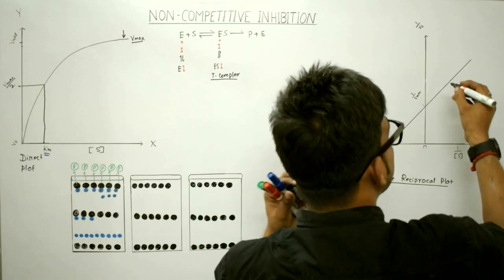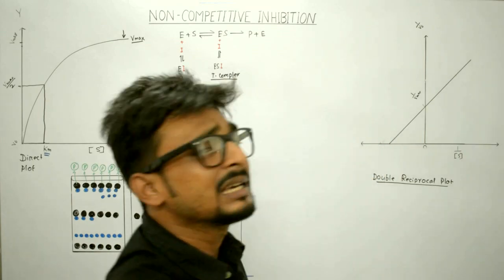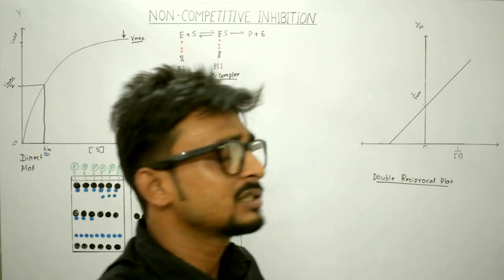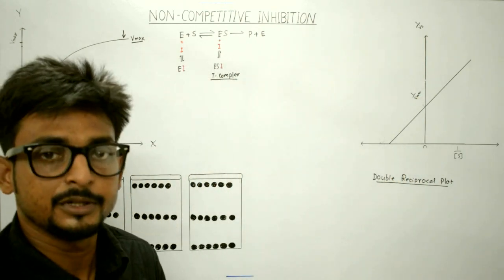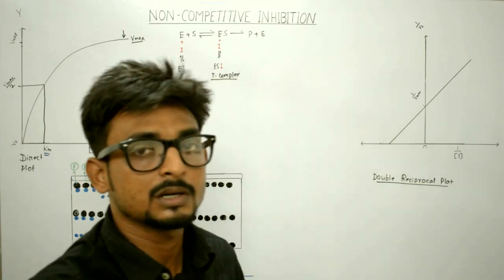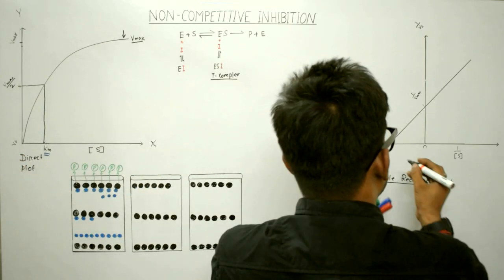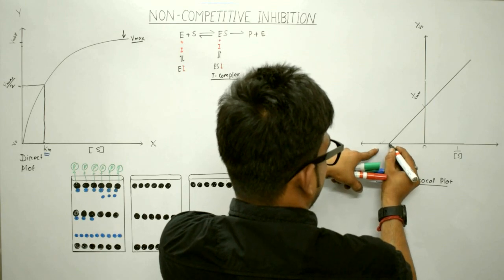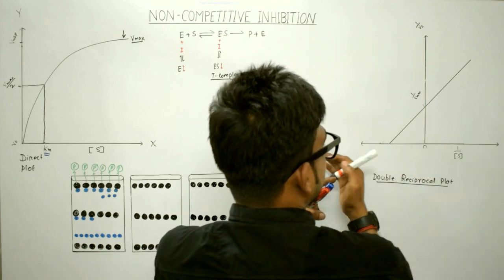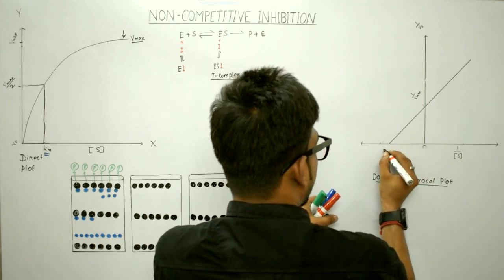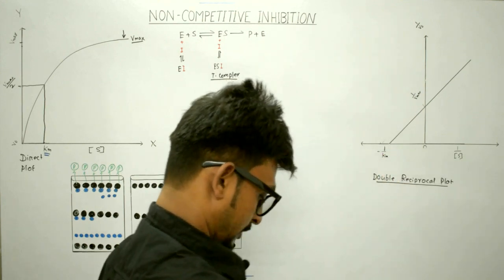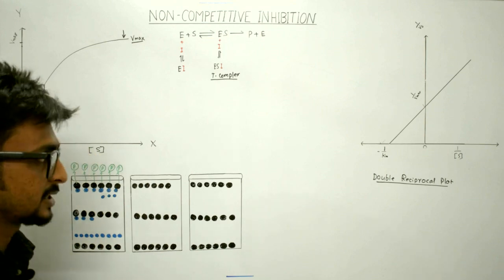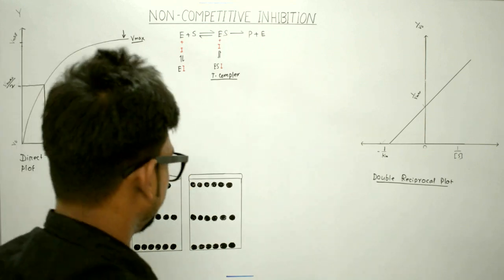Now here the slope will be Km by Vmax. I am not explaining all these things, because I have already uploaded one video regarding the Lineweaver-Burk plot. And this particular point where it is connected in this direction is indicating minus 1 by Km, that is the Km value of the reaction. So this is for the normal reaction.